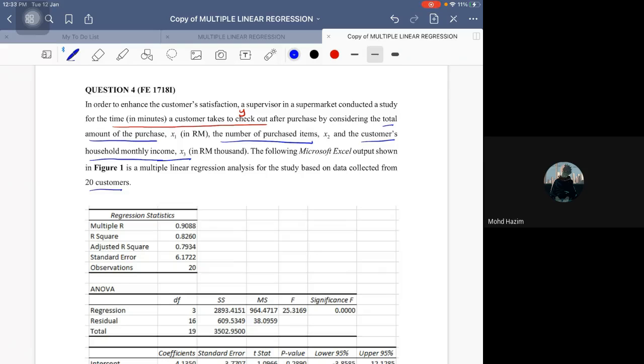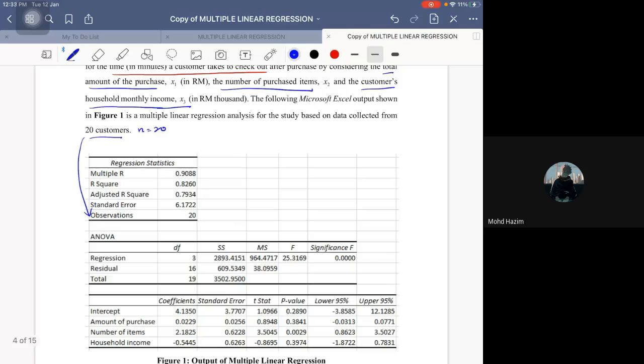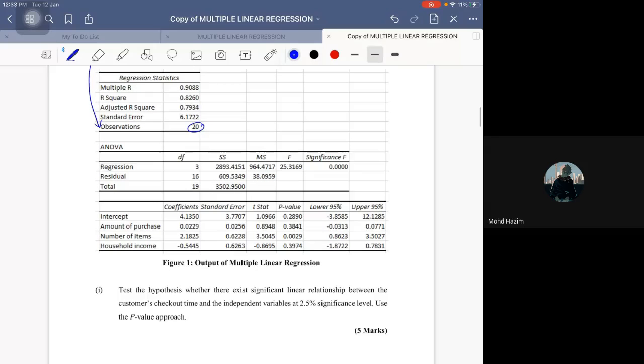So here we know that how many samples do we have? We have 20 samples. Or you can actually have a look at how many samples you take from the observation here. So this value of observation tells you how many n we have. Okay, so now let's have a look at the question. So what does the question want?